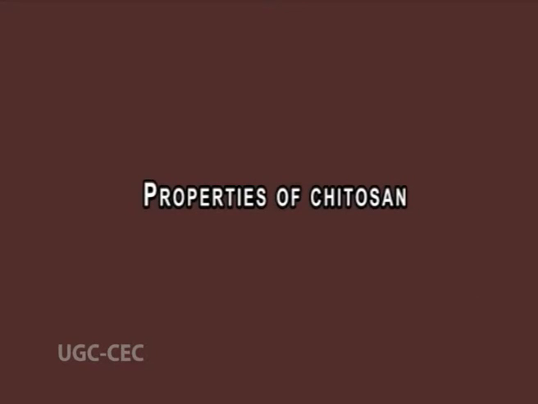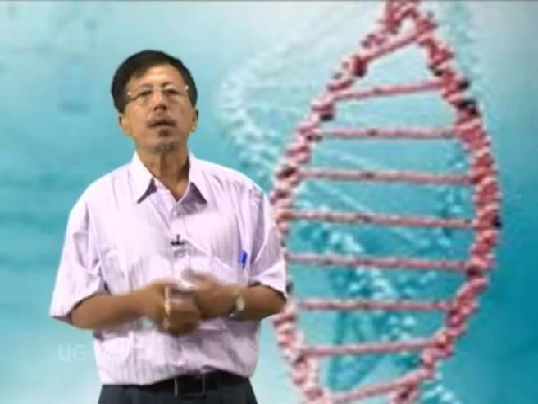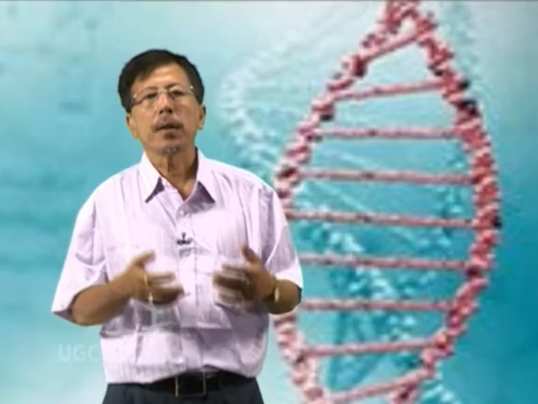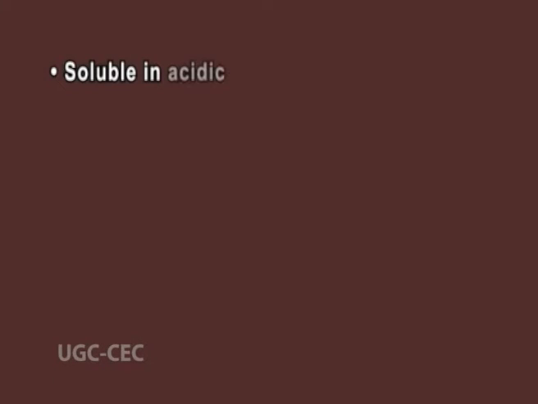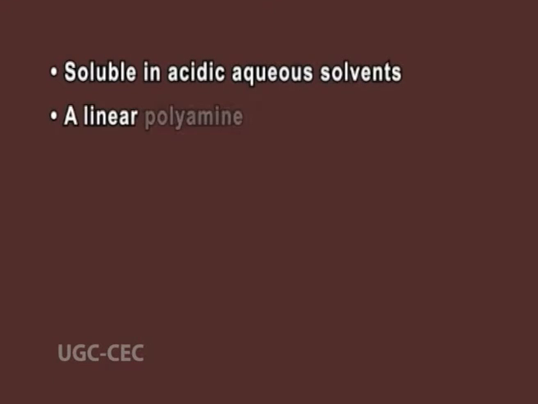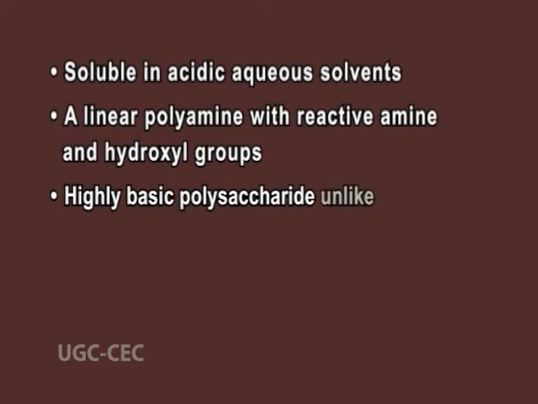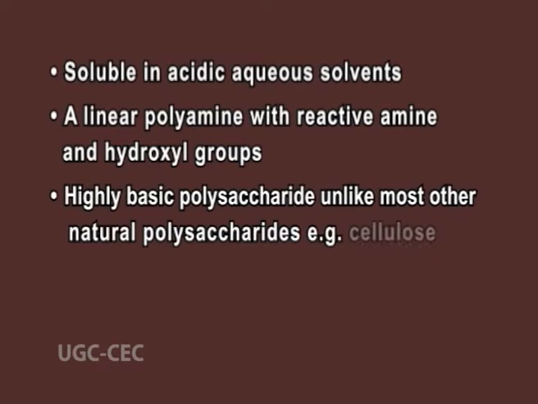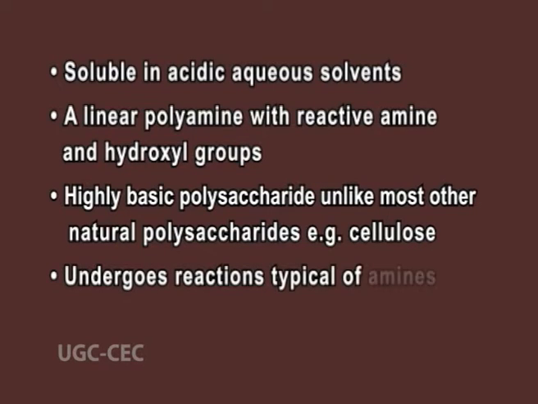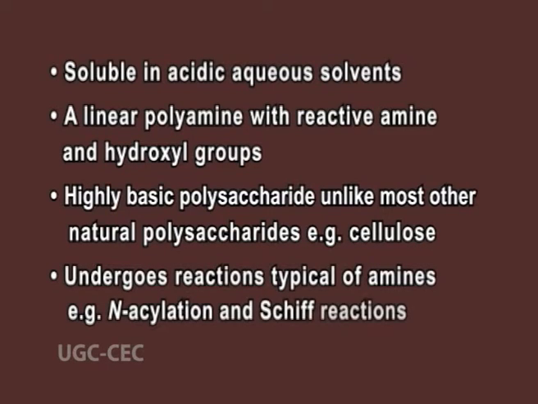Properties of chitosan. Let us now outline the major physical and chemical properties of chitosan. Chitosan is soluble in acidic aqueous solvents. It is a linear polyamine with reactive amine and hydroxyl groups. It is a highly basic polysaccharide, unlike most other natural polysaccharides, for example, cellulose. It undergoes reactions typical of amines, for example, N-acylation and Schiff reactions.